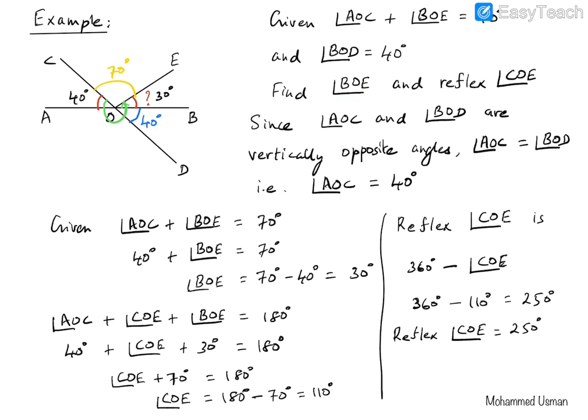We wanted to find angle BOE. We have found BOE, and that is 30 degrees, and the reflex angle COE is 360 minus the angle COE, which is 250 degrees. And if you recall from the definition of a reflex angle, it has a value between 180 degrees and 360 degrees. Okay, so if you notice in this example, we have used the ideas of linear pairs of angles, which we developed in the previous class, and also the ideas that we learned in this class regarding angles formed when two lines intersect each other.